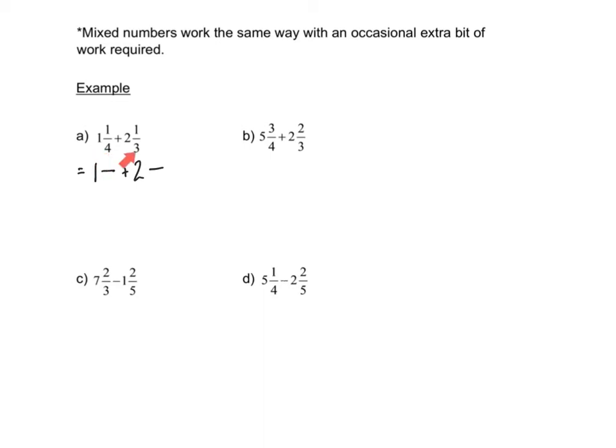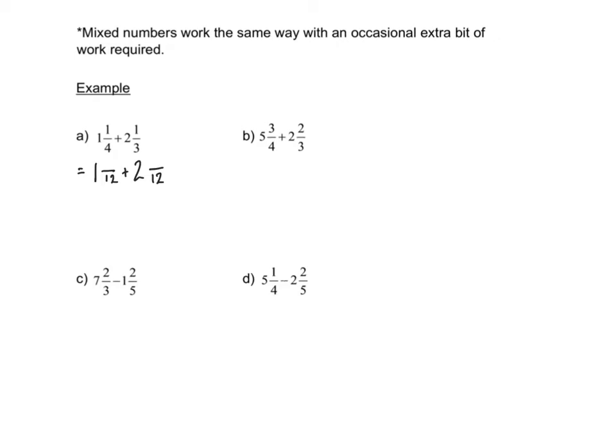Now 4 and 3 are obviously different, so we need the lowest common multiple of 4 and 3. So I can go up one of my times tables here and stop when I get to a number in the other times table. So 4, 8, 12. 12 is the lowest common multiple of 4 and 3. In other words, the first number in the 4 and the 3 times table.